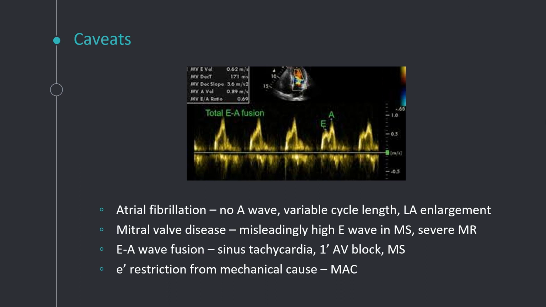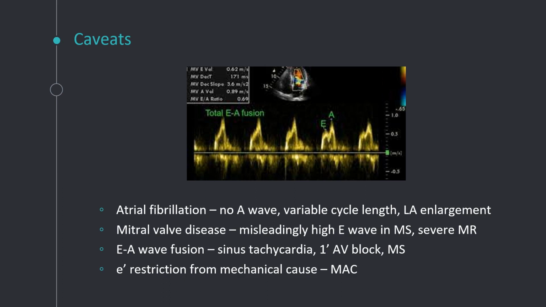And lastly, if you have severe MAC, with severe calcification, your movement of the mitral annulus is going to be very severely limited, not because of the diastolic dysfunction necessarily, but because of the mechanical cause of severe calcification. So your E prime is going to be very low from mitral annular calcification as well. And your E to E prime ratio might be misleadingly high because of that, not because of diastolic dysfunction, but because of the mechanical causes.